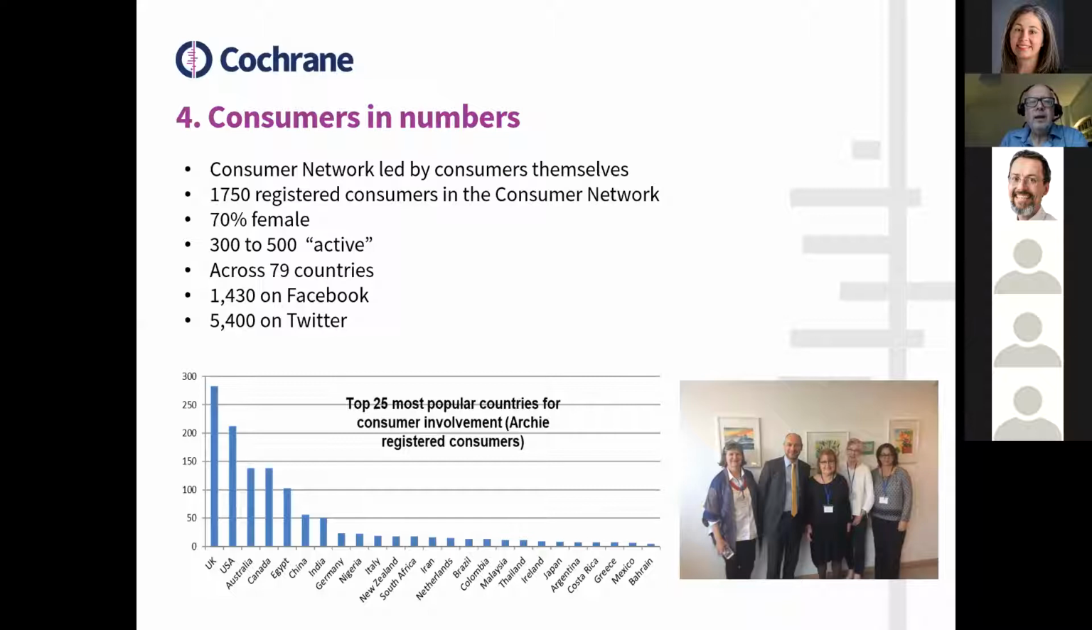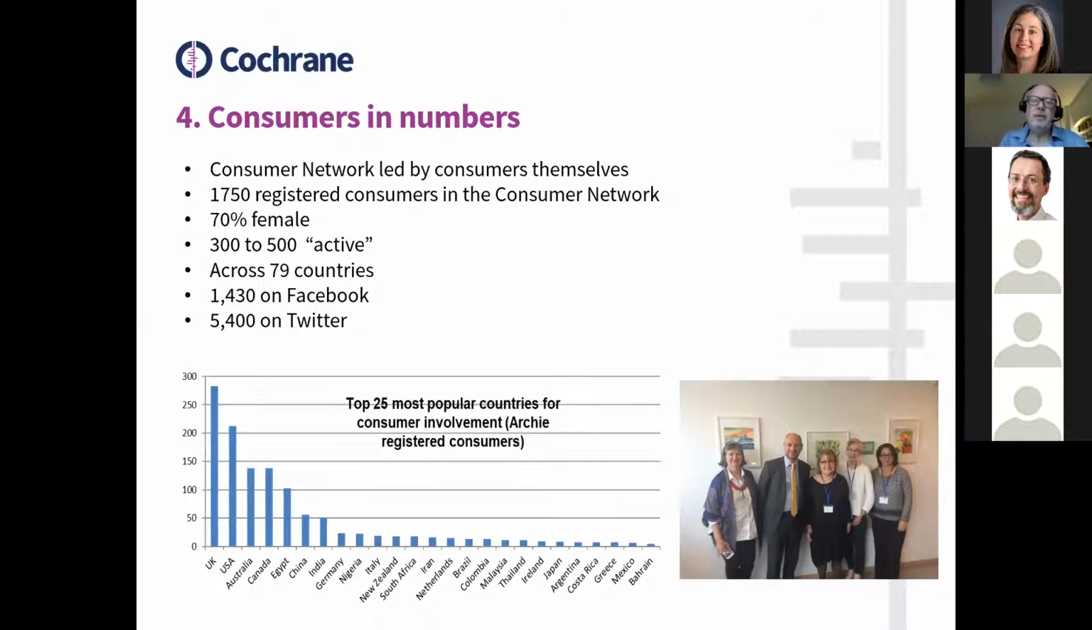As Bob said very kindly at the beginning of this presentation, we're quite active on social media, on Facebook and Twitter. We have 1,430 people who follow us on Facebook. And Twitter is particularly important. We've got nearly 5,500 people on Twitter, a growing community of people who are interested in health research, and we try to reach out and share Cochrane evidence and other information in innovative ways. And that's one of the ways that we do it.